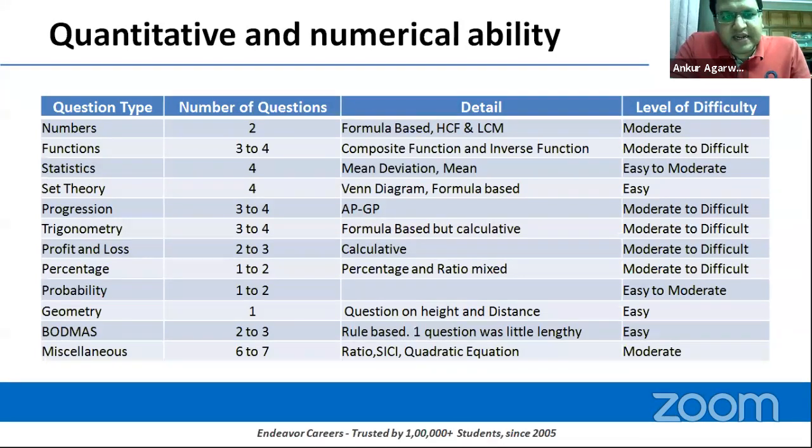Looking at the detailed analysis of this particular section, numbers had around 2 questions. One of the questions was based on HCF and LCM, which students found a little bit on the difficult side.